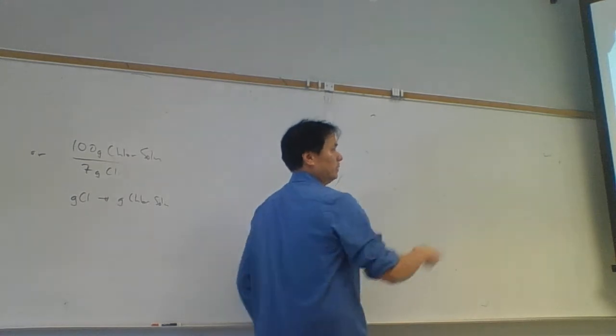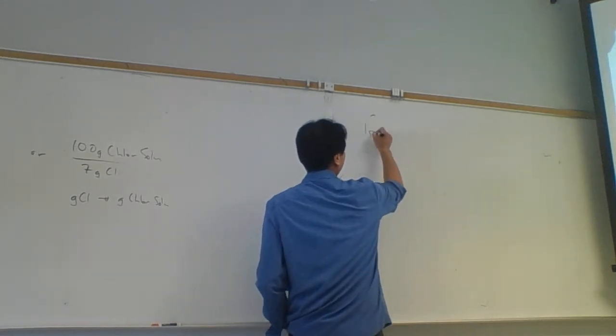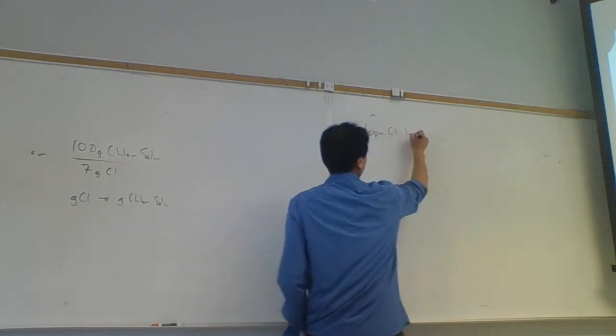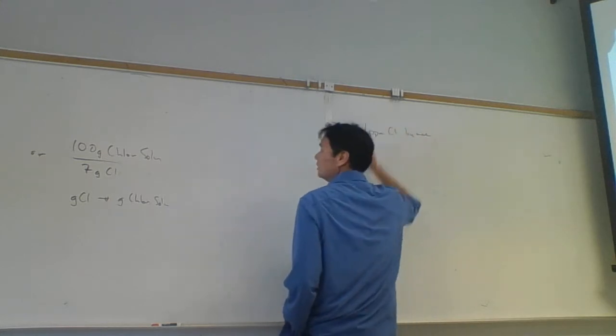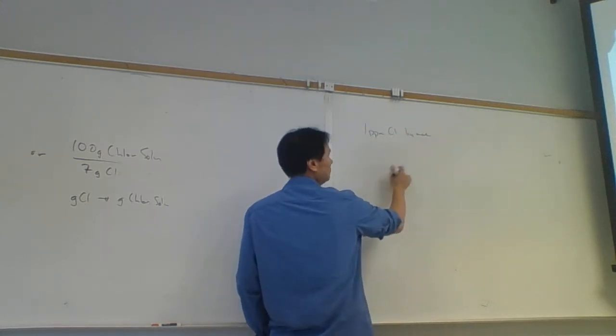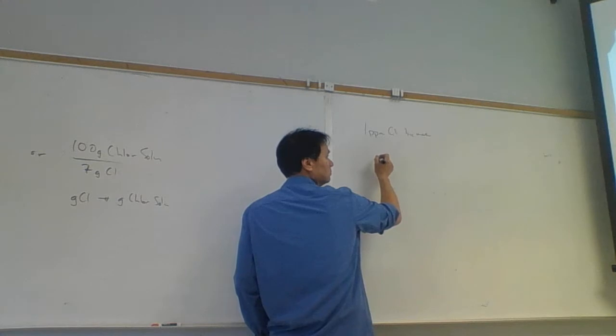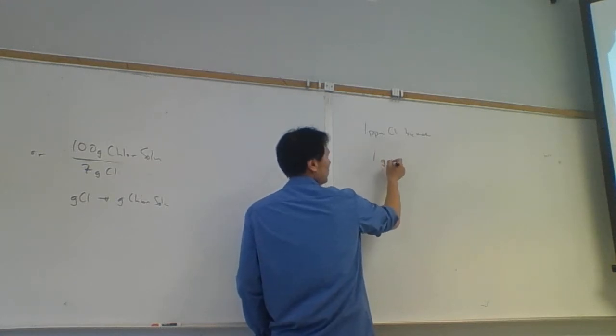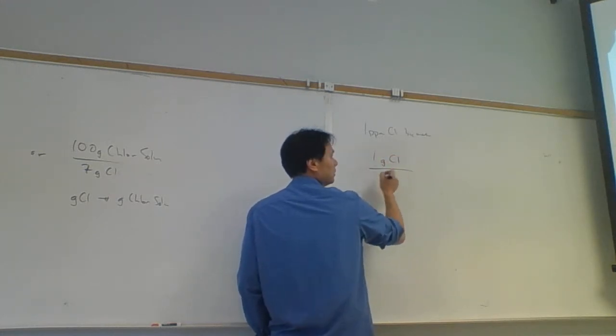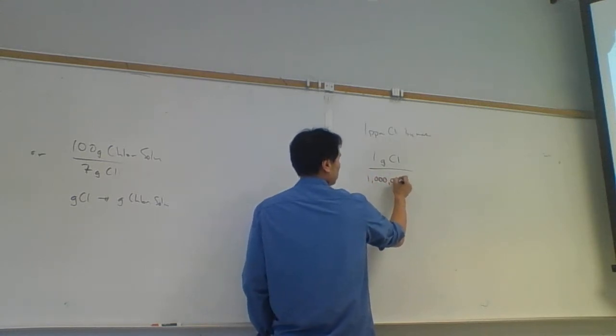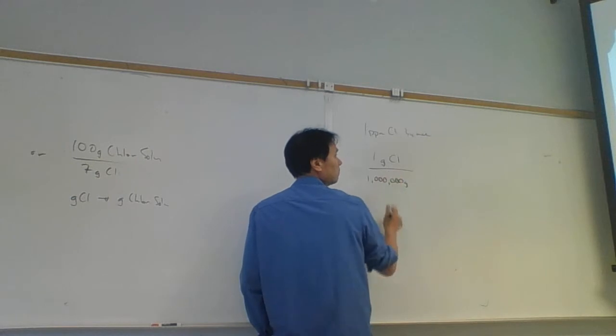Let's look at the next sentence here. What did you write when you have 1 ppm chlorine by mass? What did you write here? Essentially 1 gram of chlorine per million grams of what? Water.